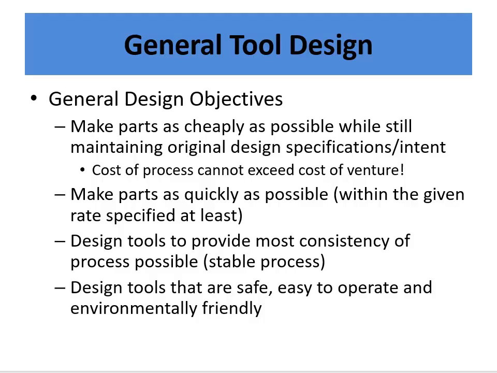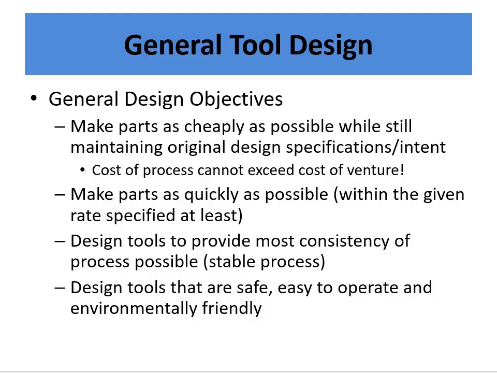Okay. The other thing is you're going to want to be able to make parts as quickly as possible. And when I say within the given rate specified, what I mean is if you need to make 100 parts a day, you want to make 100 parts a day. You don't want to make 99, and you don't even want to make 101 parts. You want to make 100 parts. And ideally, you want to do that with the least amount of work possible, with the smallest amount of tooling.